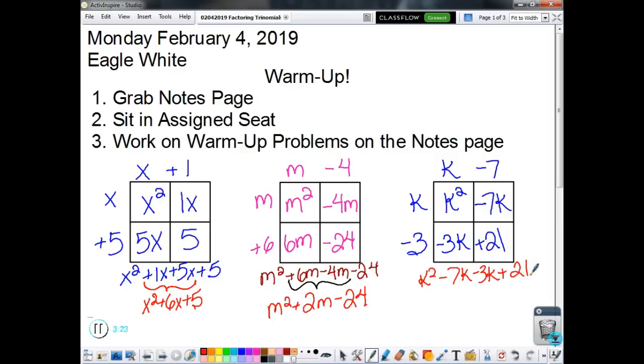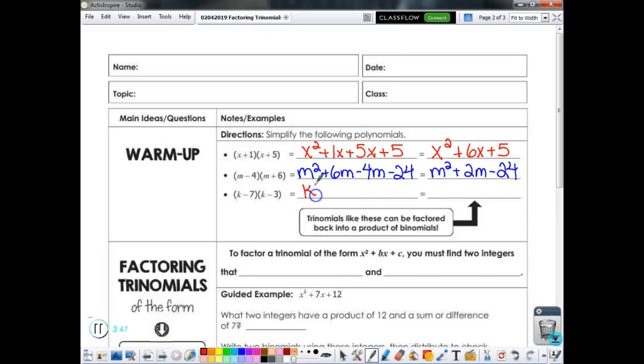So negative 7 minus 3. Remember, they're the same sign, right? This is a negative 7. This is a negative 3. When they're the same sign, you add them up. 7 plus 3 is 10. And then you keep the sign. We're keeping the negative. So it's negative 10k plus 21. And then don't forget the k squared at the beginning. Alright? So again, this was k squared minus 7k minus 3k plus 21. And we combined our like terms, and it was k squared minus 10k plus 21.